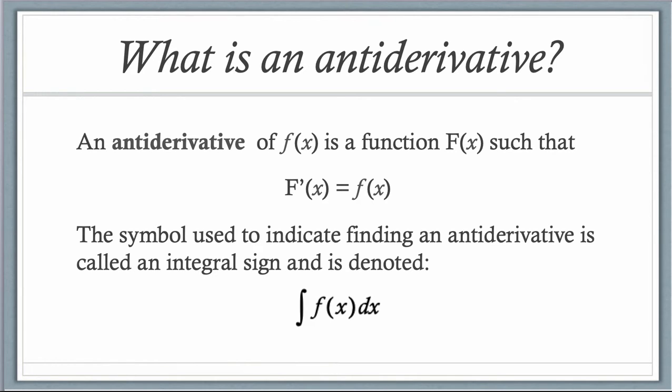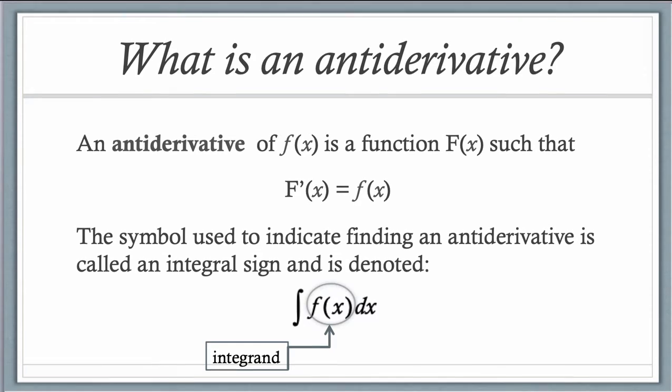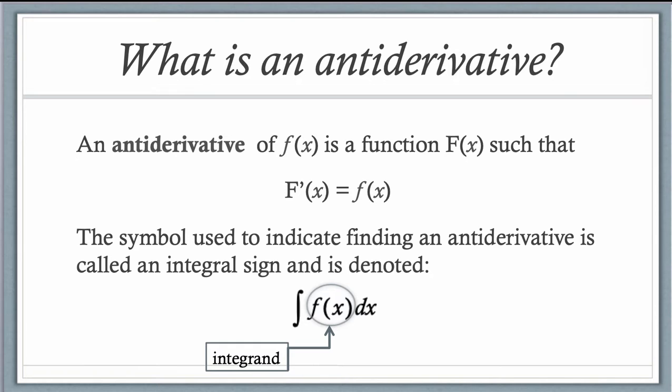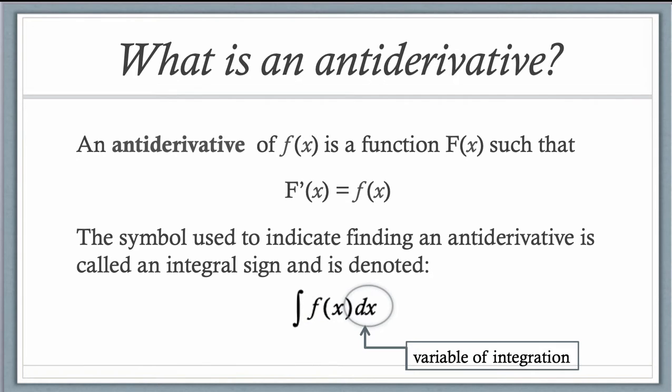The symbol that we use to indicate finding an antiderivative is called an integral sign. A lot of times when we mean to find the antiderivative, you'll be told to take the integral of that particular function. The inside function that we're taking the antiderivative of is called the integrand, and the dx, that x part of it, is the variable of integration. When you're first starting to look at antiderivatives, we only look at single variable functions, but once we have multiple variables within a function, having that variable of integration is extremely important because it tells us what variable we're taking the antiderivative with respect to.